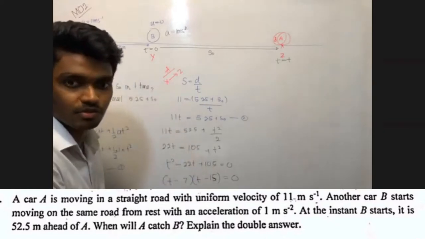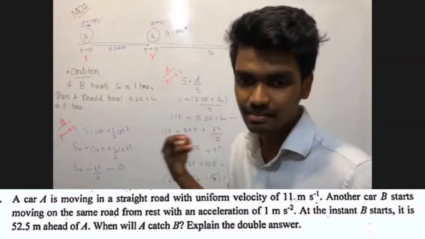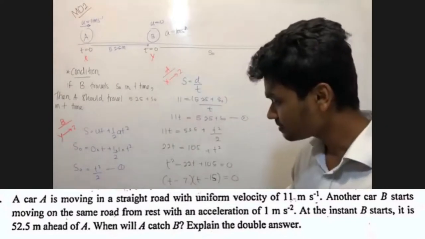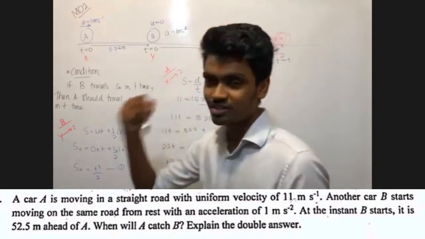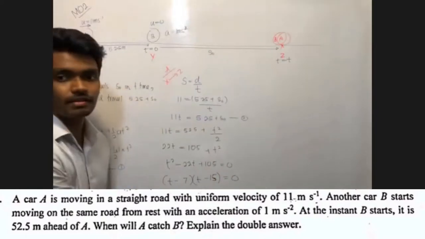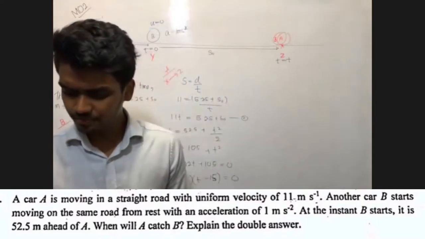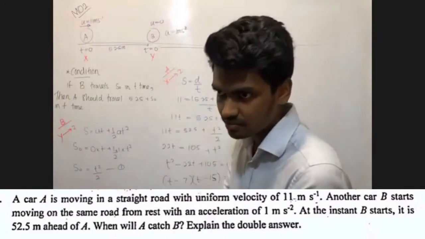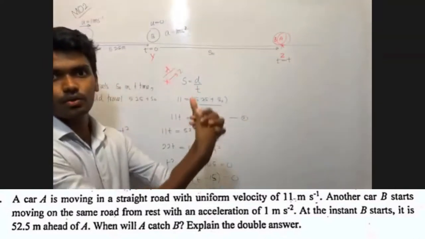Both answers are positive. If there was a T equal to minus 7, we could say time cannot be negative and eliminate that. But here T equals 7 seconds, T equals 15 seconds. Both are positive answers, which means we should have a way to justify this. So what is this time? T is the time corresponding to an overtake.